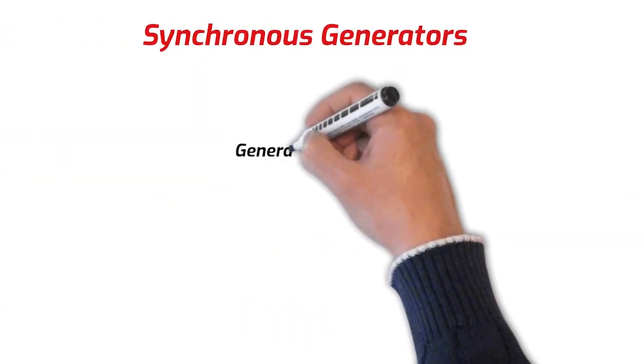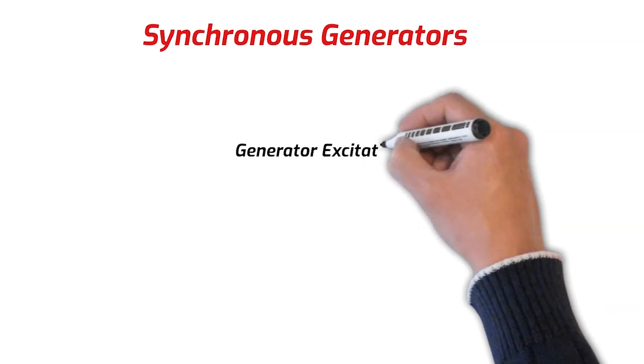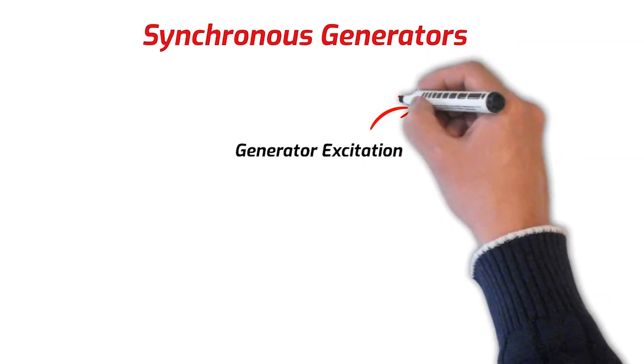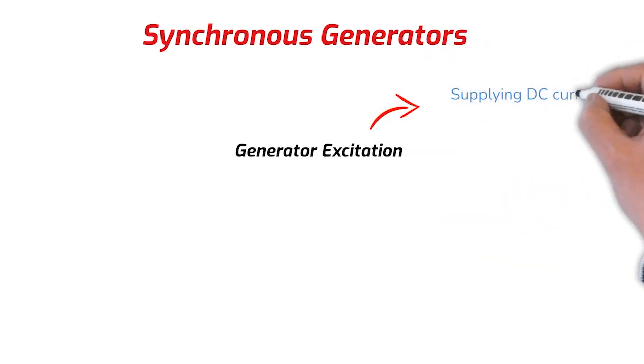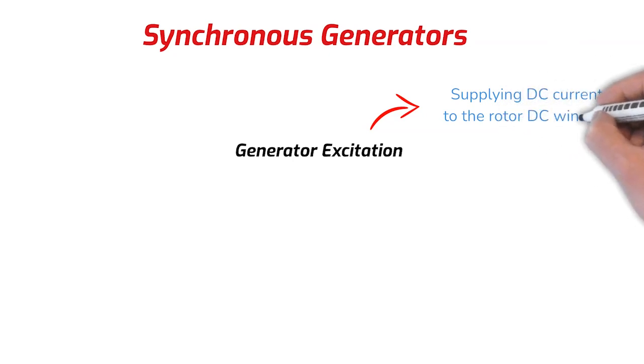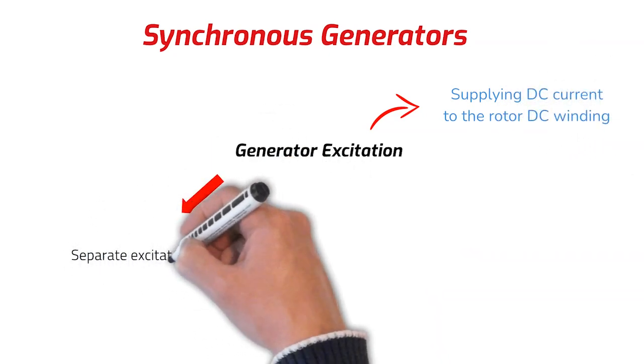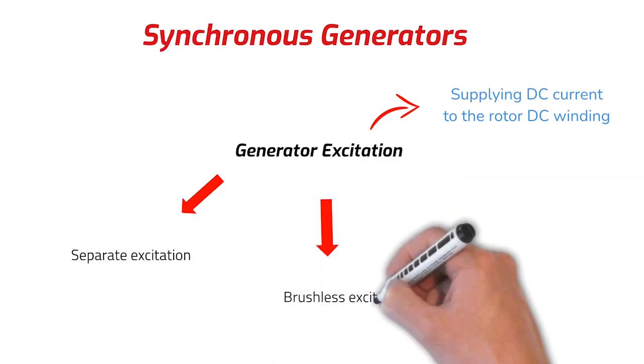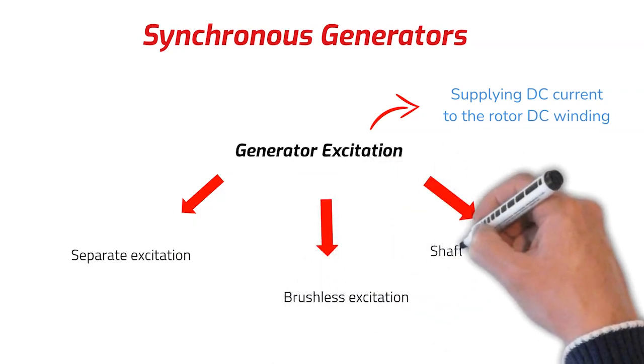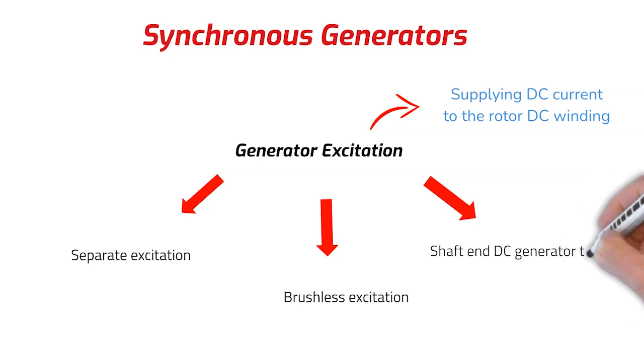We also need to have an excitation method for the generator. Generator excitation means supplying DC current to the field DC winding. Generally, we can use separate excitation, brushless excitation, or shaft-end DC generator type excitation.